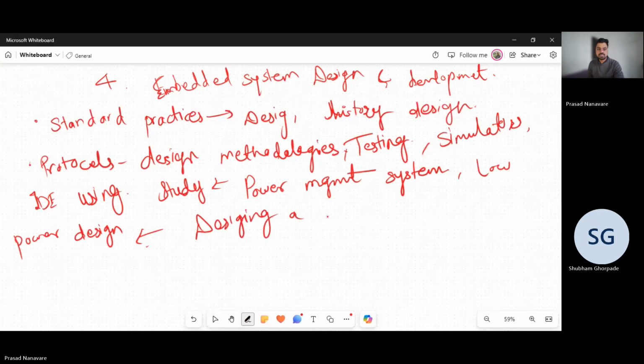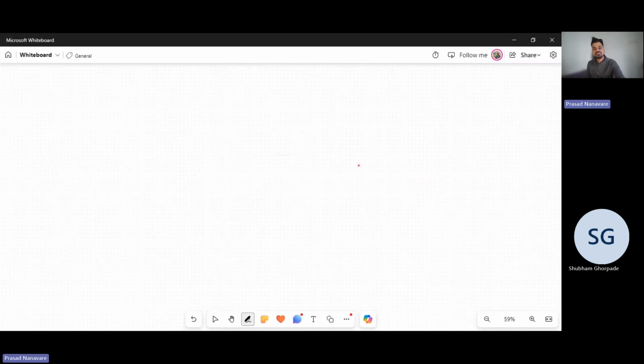So let's start with our design process. Design process is nothing but the steps we take, the sequence of steps we take to build a product. The main goal of the design process is to create a product that does something useful.